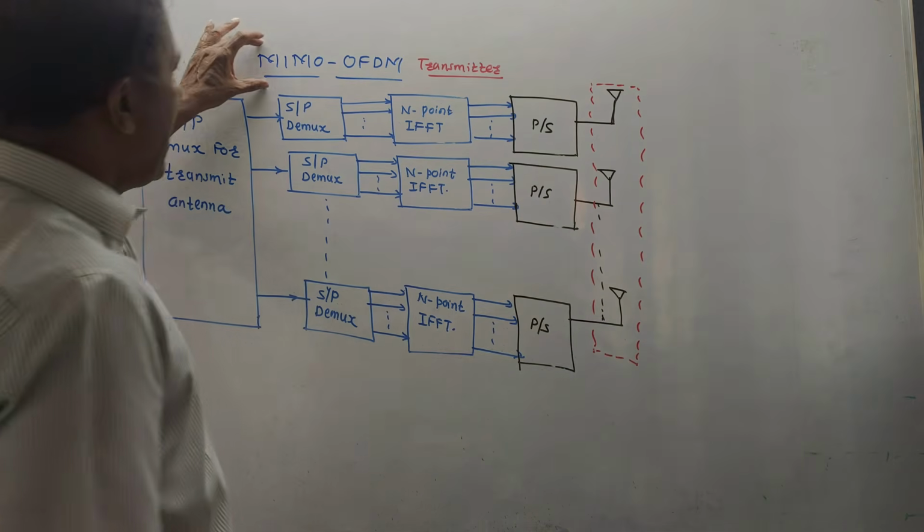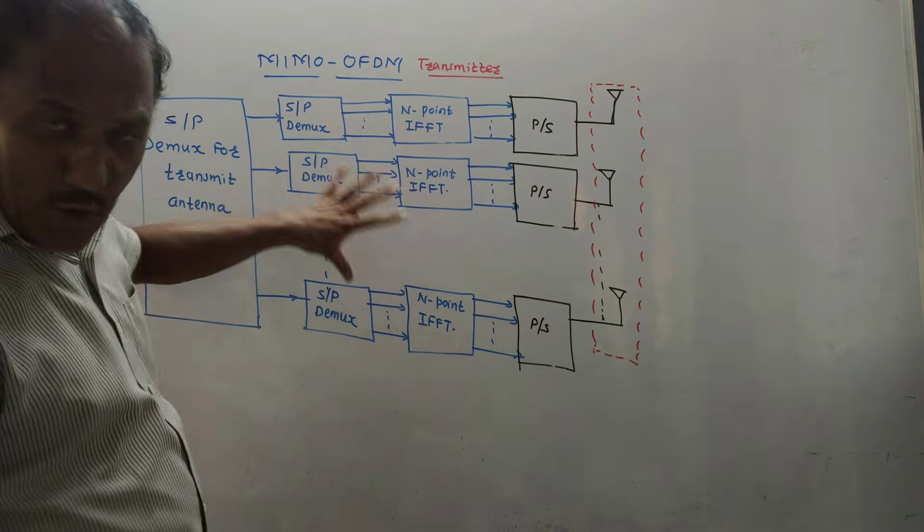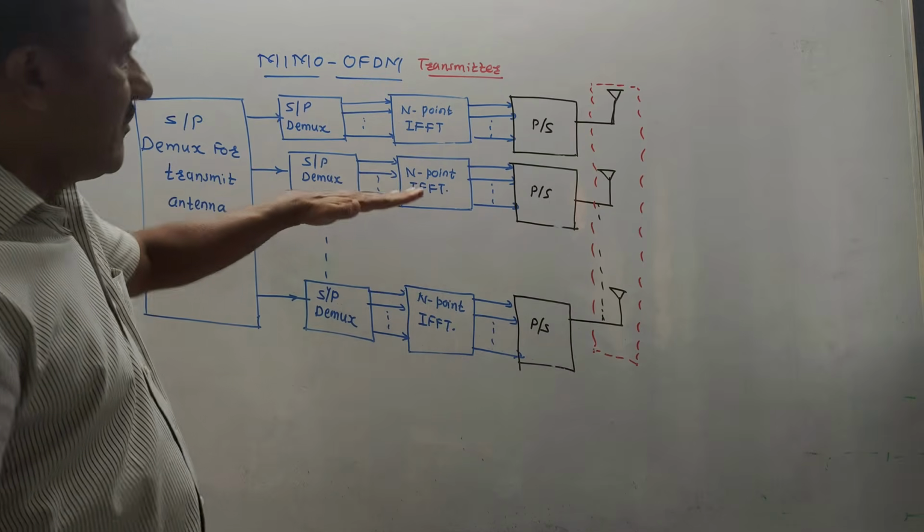Next part is MIMO OFDM. This is the block diagram of the transmitter side.